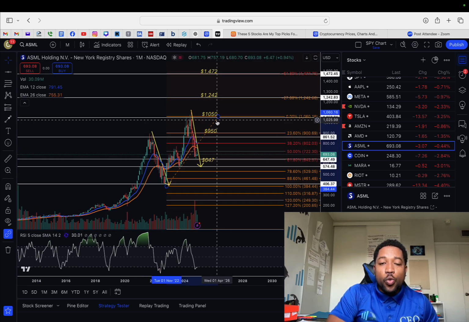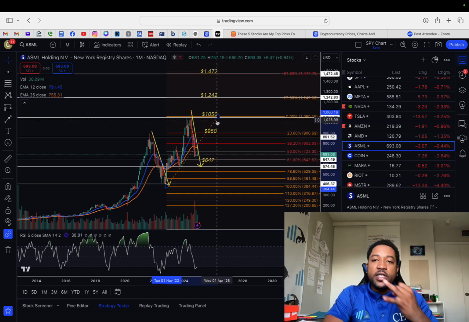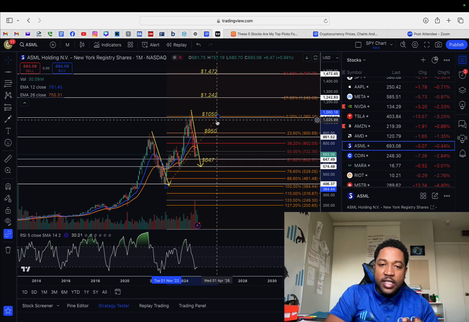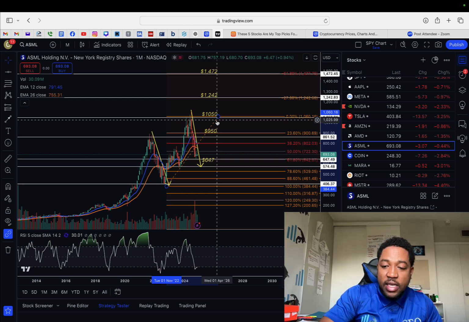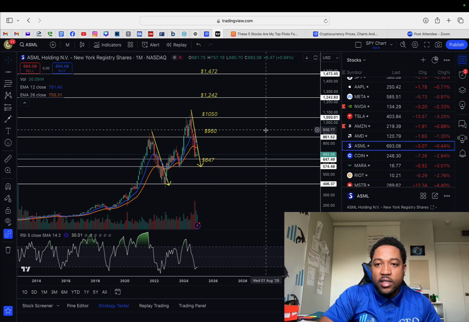Right now, we've got to wait for Meta to take a dip though, Tesla to take a dip, Nvidia to take a dip. Anytime those names take a dip, it's a buy. ASML is a buy right now.